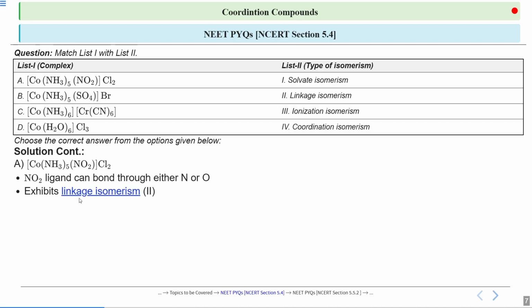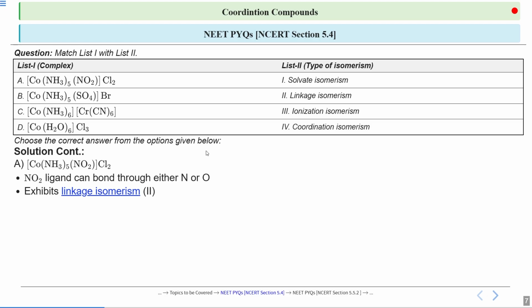So it is exhibiting linkage isomerism, which is already given in our list 2, in the second row, right? That is, the second isomerism is given as linkage isomerism. So this will exhibit linkage isomerism. That means when a ligand can bind through different atoms, that is going to be our linkage isomerism. That is what is happening in the linkage isomerism, right?